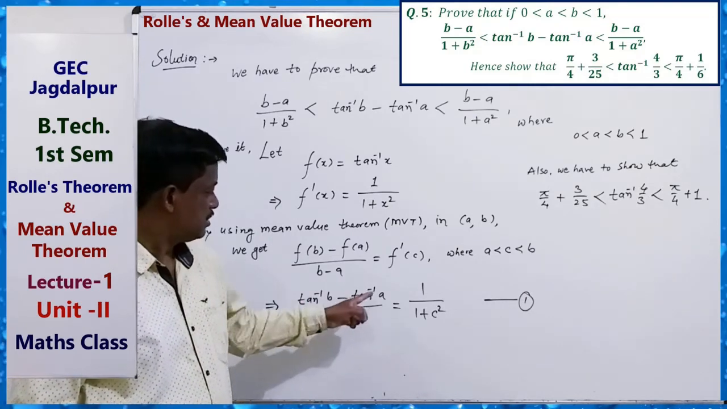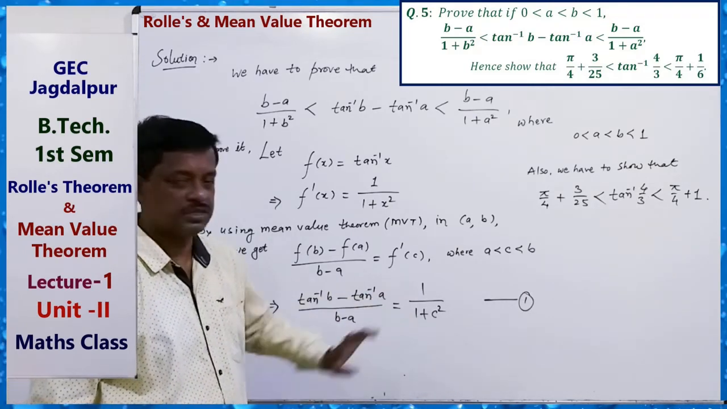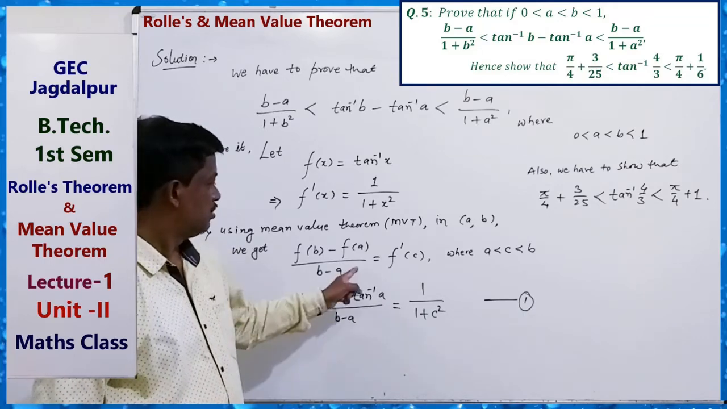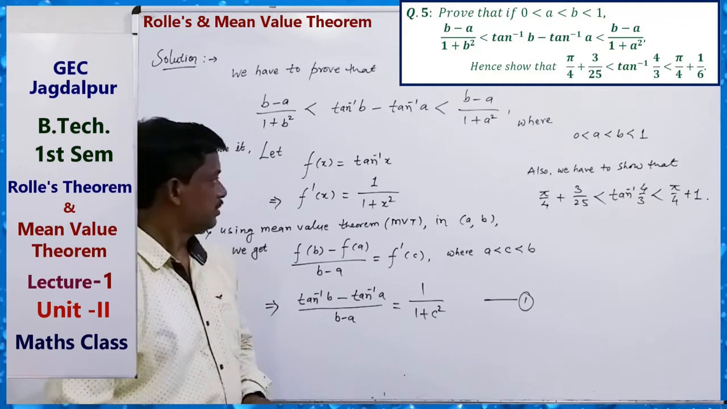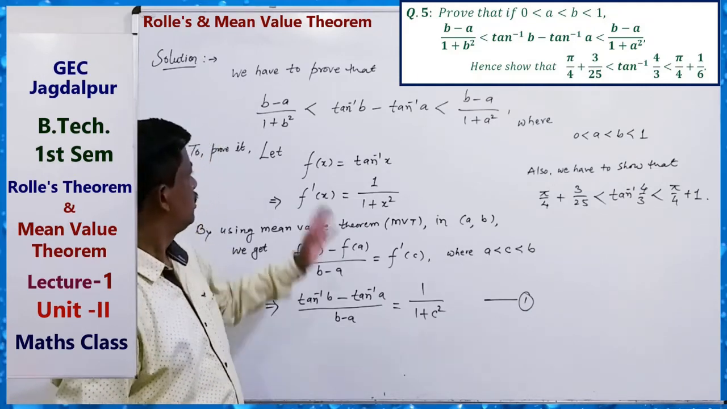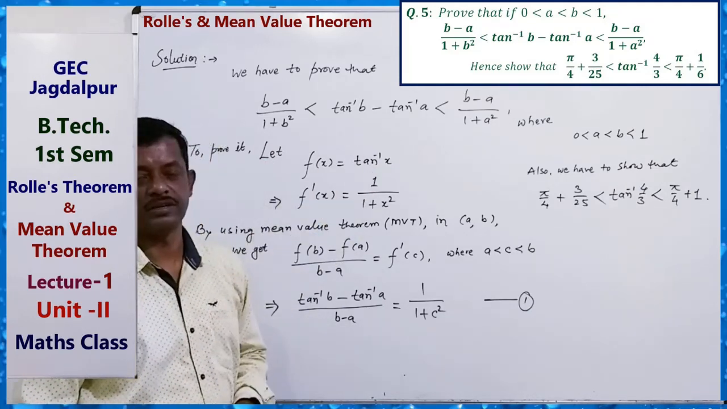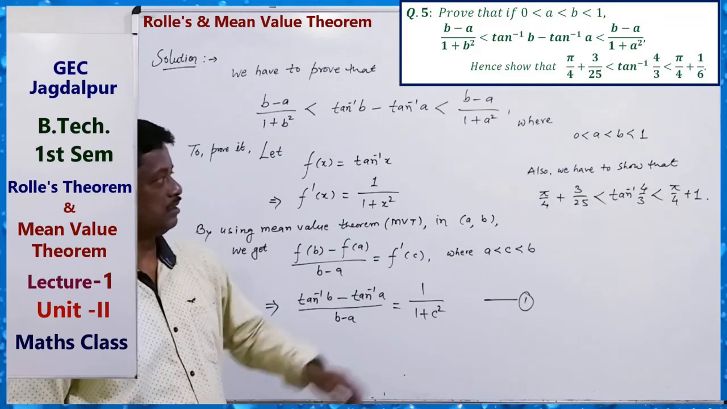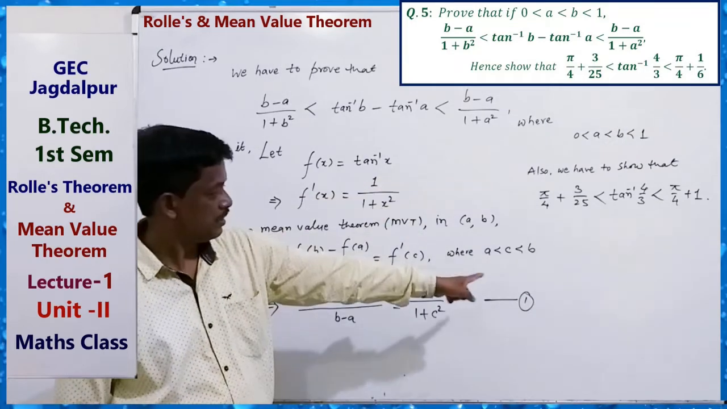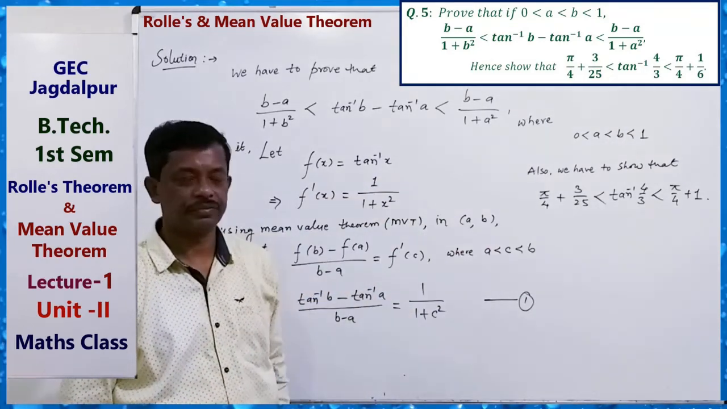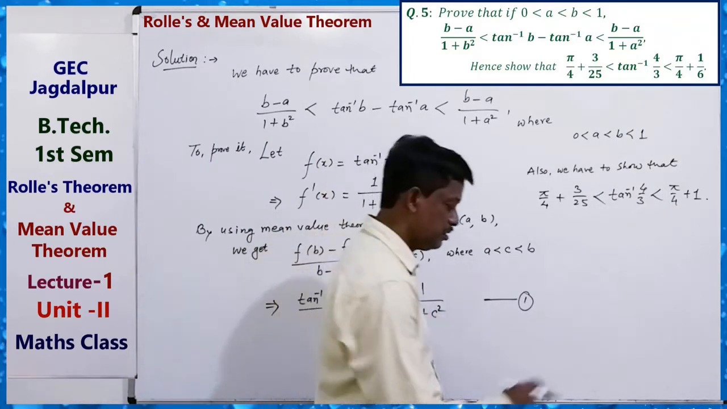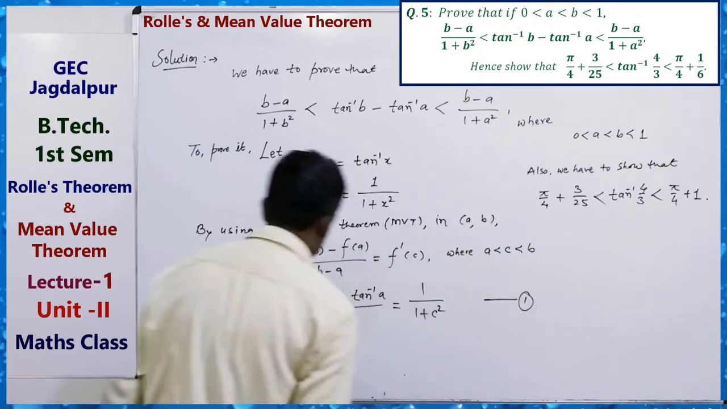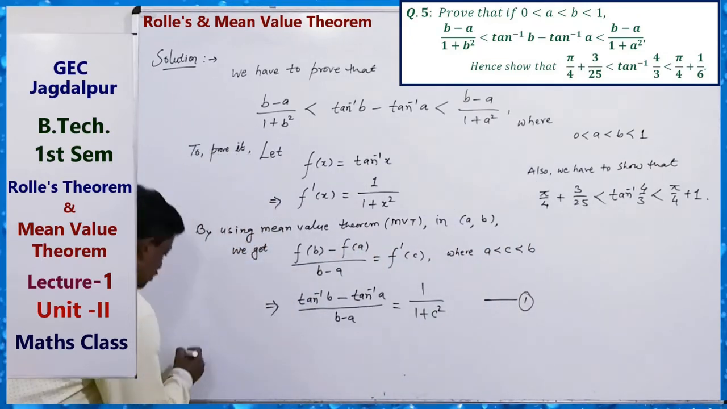tan inverse b minus tan inverse a upon b minus a equals 1 upon 1 plus c square. This is what the mean value theorem gives us. Now we just require this type of relation. Since here a is less than c is less than b and all are positive values, that's why we can write like this.